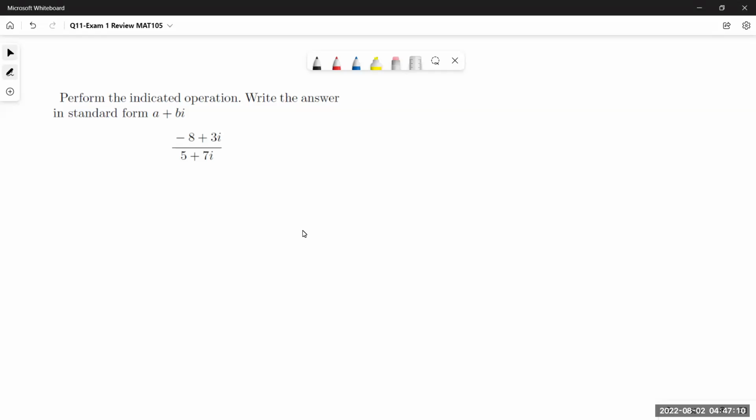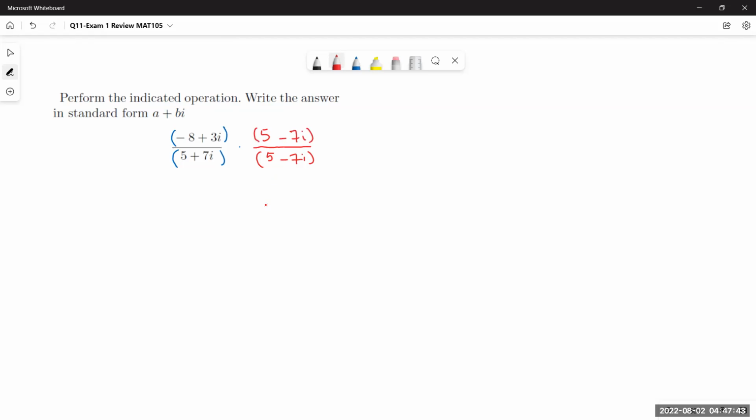All right, so in this question, we are supposed to divide two complex numbers by each other. The first one is -8 plus 3i divided by 5 plus 7i, all right? And the way it works is that you need to multiply by the conjugate of the denominator always, in order to get rid of the imaginary part in the denominator. So I'm going to multiply by the conjugate, which is 5 minus 7i. And you multiply top and bottom because you don't want to change the value of the expression, right?